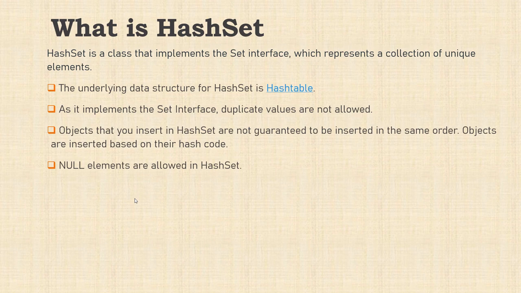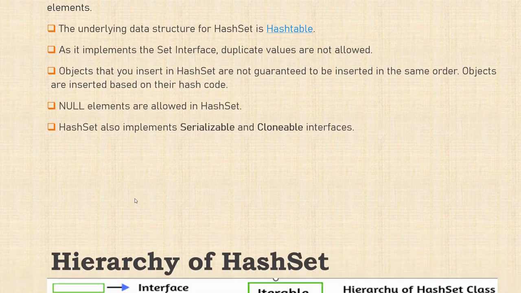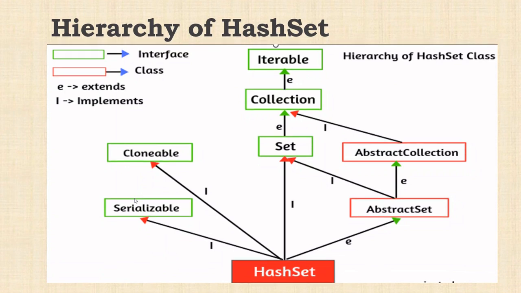Null elements are allowed in HashSet, but you can store only one null value. If you try to add multiple, it will be replaced. HashSet also implements Serializable and Cloneable interfaces, same like HashMap. So we'll see the hierarchy of HashSet next.